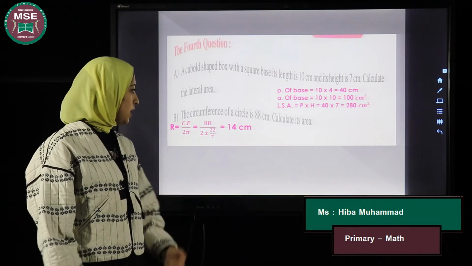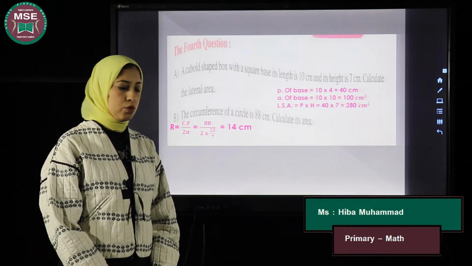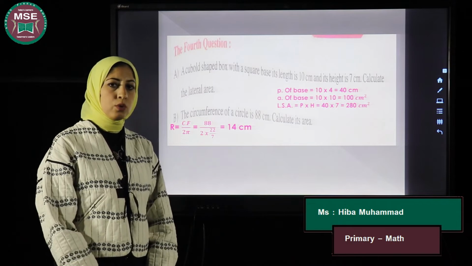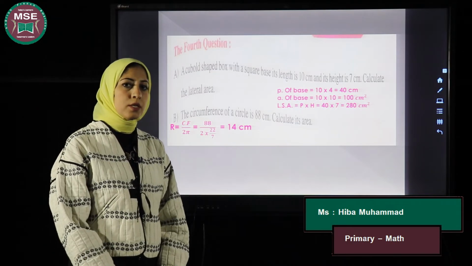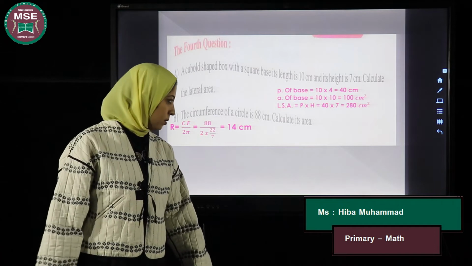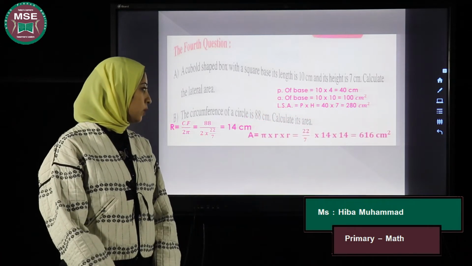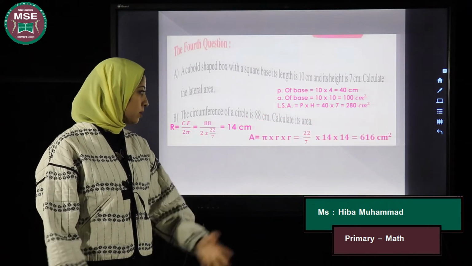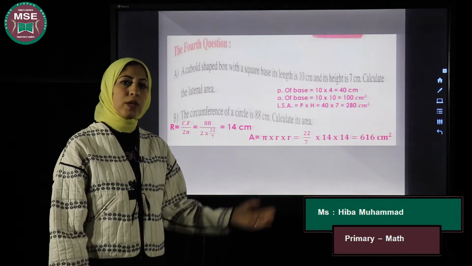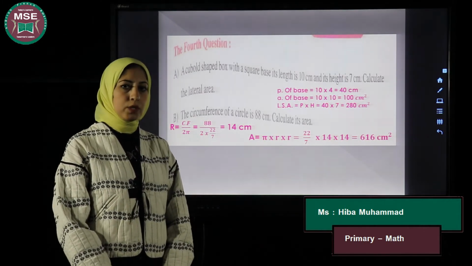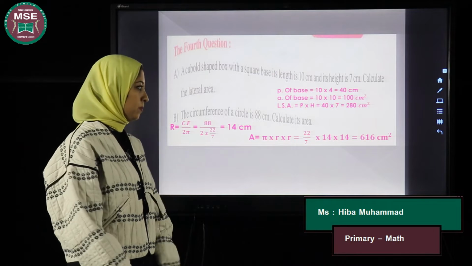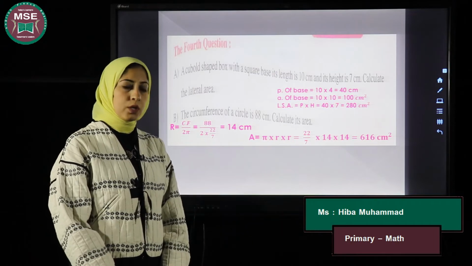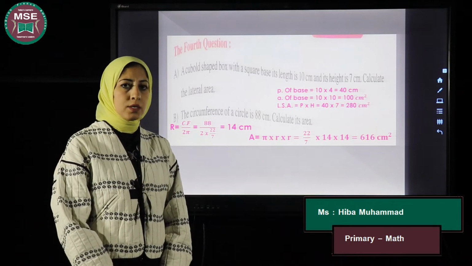The circumference is 88, so I'll make 88 over 2 times 22 over 7. Radius equals 14 centimeter. Then to get the area, I will make pi times radius equals 22 over 7 times 14 times 14. Or you can make it 14 to the power of 2 equals 616 centimeter square.